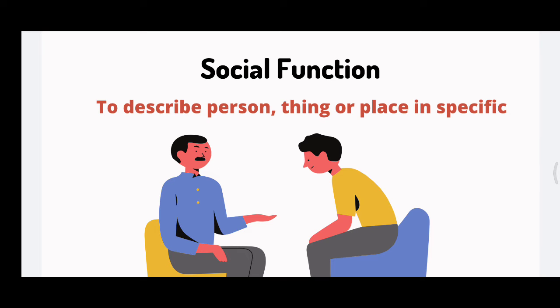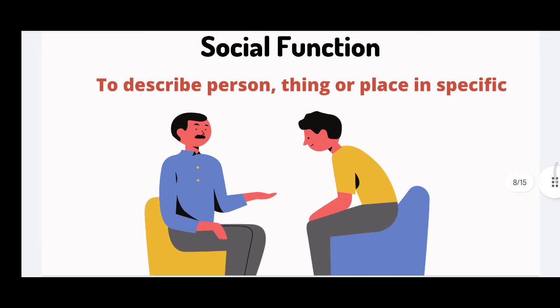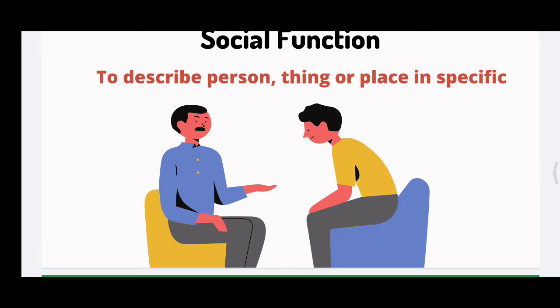So now we're going directly to the social functions. Yes, without further explanation, we learn and know that the social function of descriptive text is to describe a person, thing, or place specifically. Notice that there is the use of the word specific, so it is not something that is general. So in descriptive text, the thing that we describe should be very particular and specific, ya Bapak Ibu.